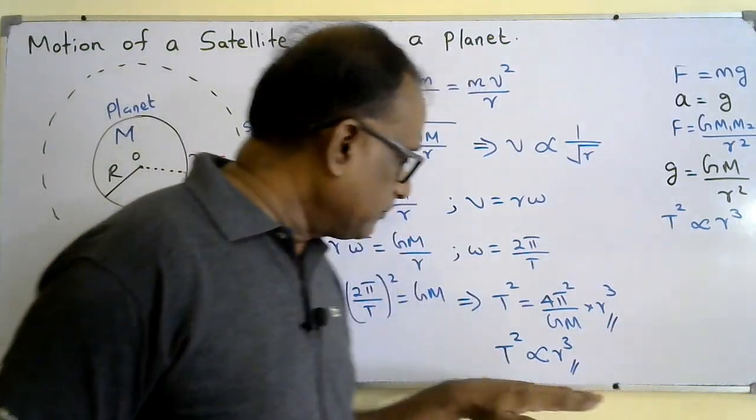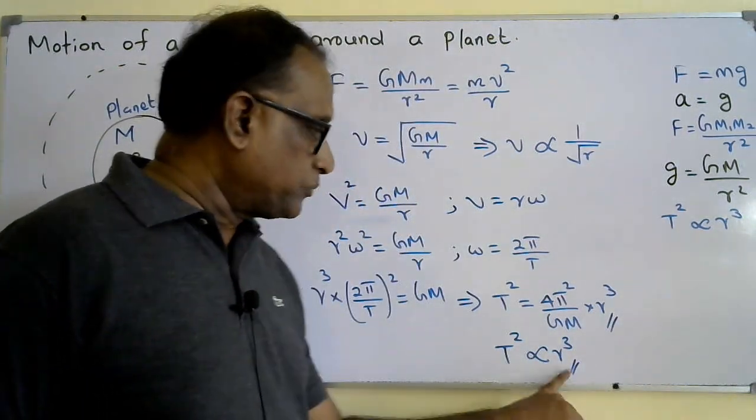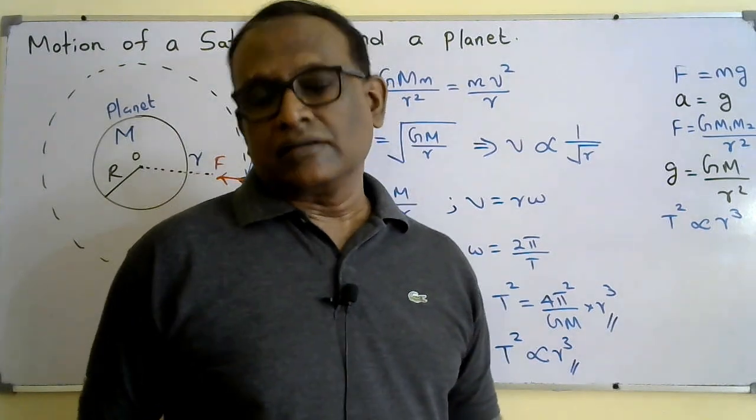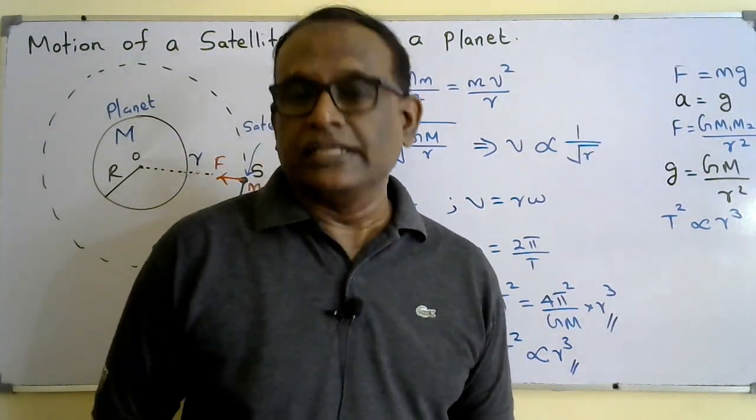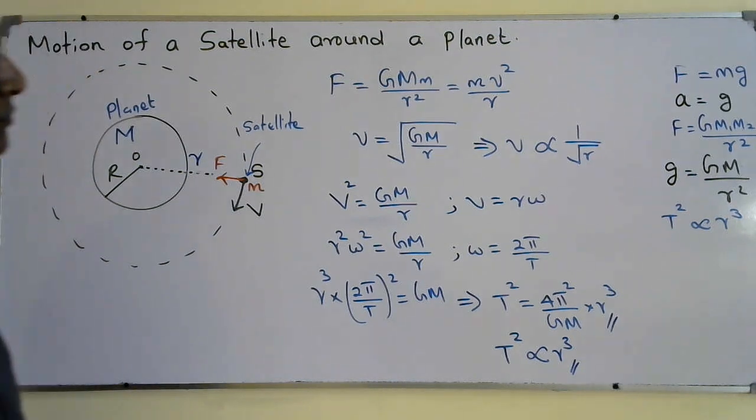This is called Kepler's law. The final conclusion, T squared proportional to r cubed, is one of Kepler's laws. We call it in your syllabus just Kepler's law.